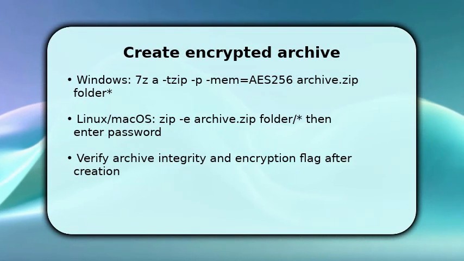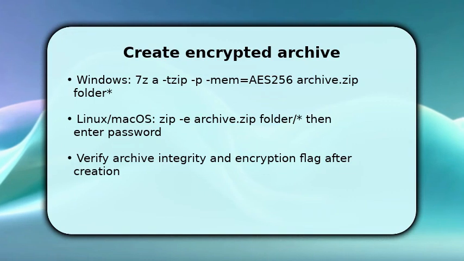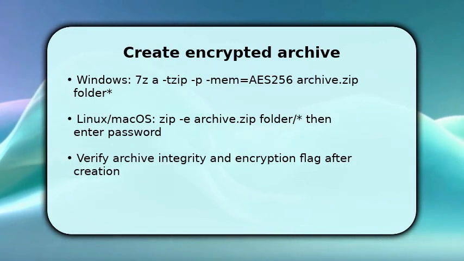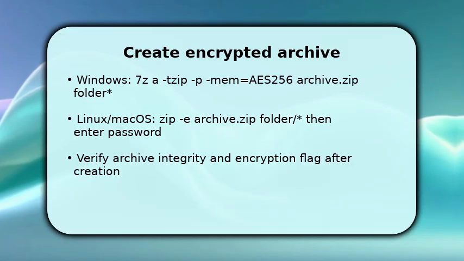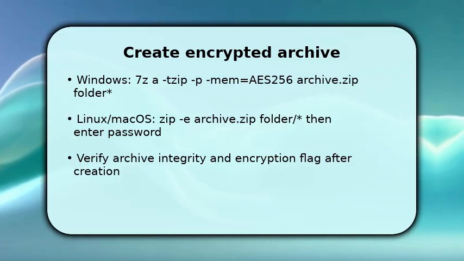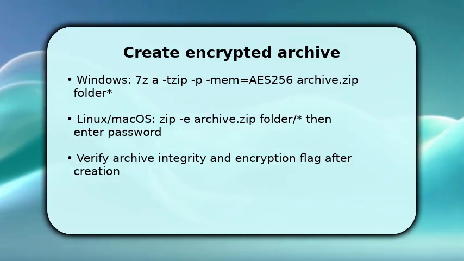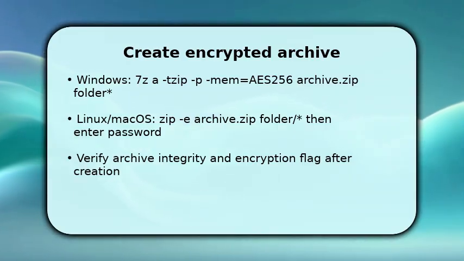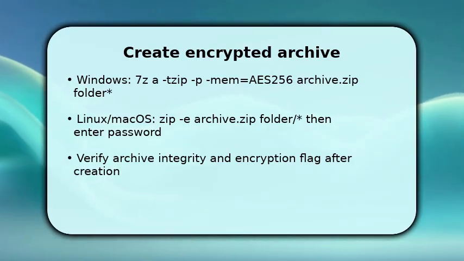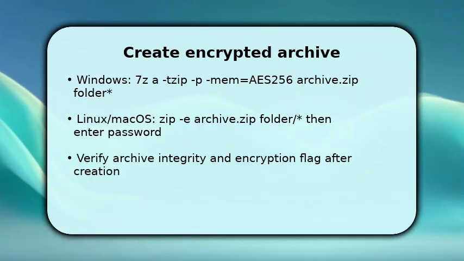Now you actually create the encrypted zip. If you use 7-Zip, run a command like 7z a -tzip -pyourpassword -mem=AES256 archive.zip folder\*. On Linux or macOS, run zip -e archive.zip folder/* and you'll be prompted for a password. That uses legacy encryption, so prefer AES where available.